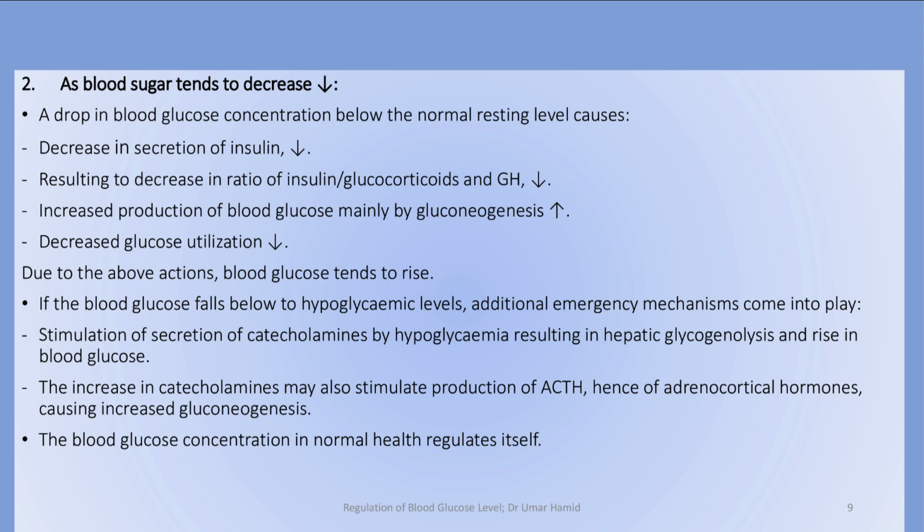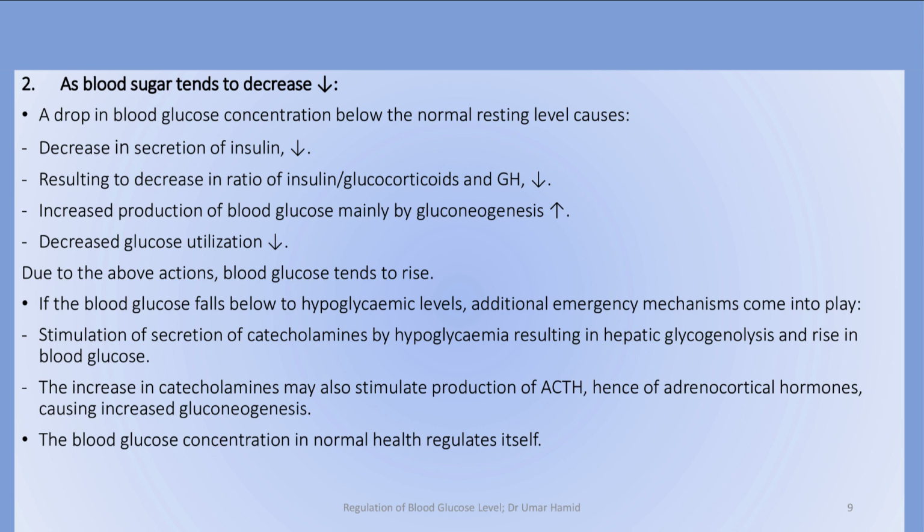If the blood glucose falls to hypoglycemic levels, additional emergency mechanisms come into play. Stimulation of secretion of catecholamines by hypoglycemia, resulting in hepatic glycogenolysis and rise in blood glucose. The increase in catecholamines may also stimulate production of ACTH, hence of adrenocortical hormones, causing increased gluconeogenesis.